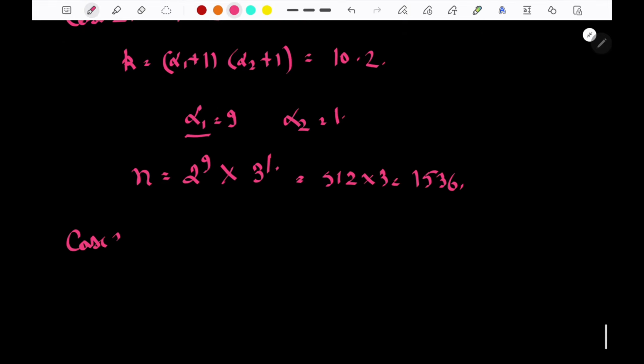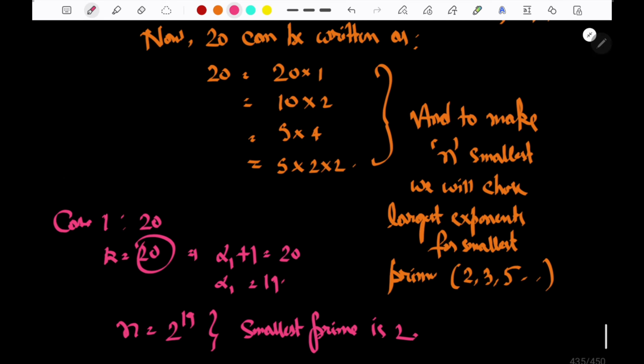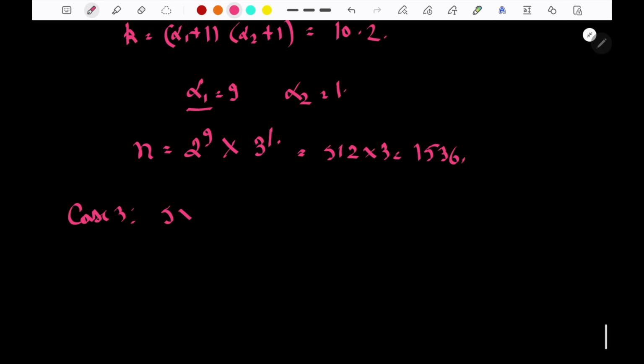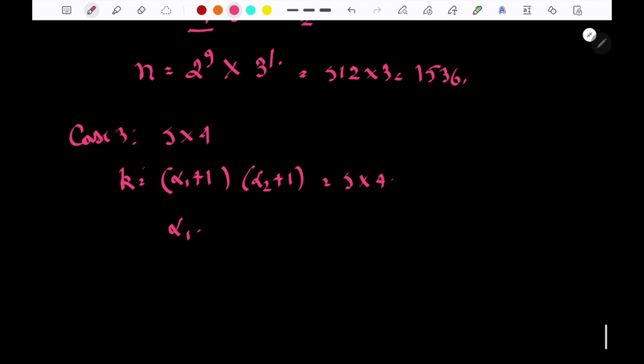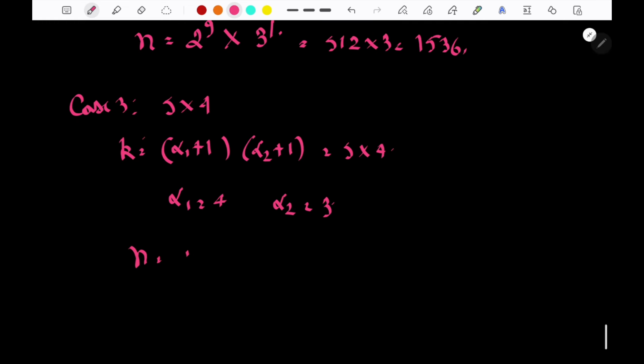Again, for case third, it was 5 into 4. Again, k is equal to alpha 1 plus 1 into alpha 2 plus 1, that is equal to 5 into 4. So therefore, alpha 1 is equal to 4 and alpha 2 is equal to 3. Again, choose the smallest primes. So 2 to the power 4 into 3 to the power 3. So this is 16 into 27, which is equal to 432.